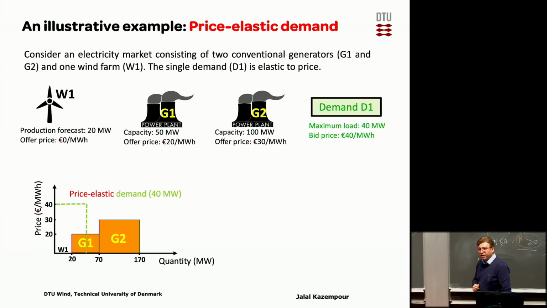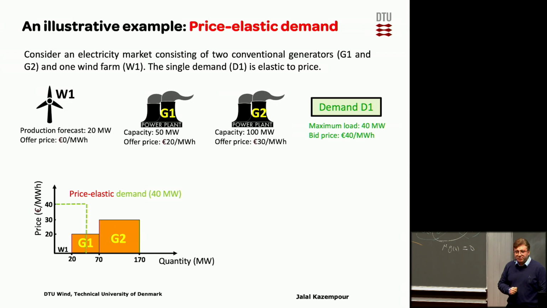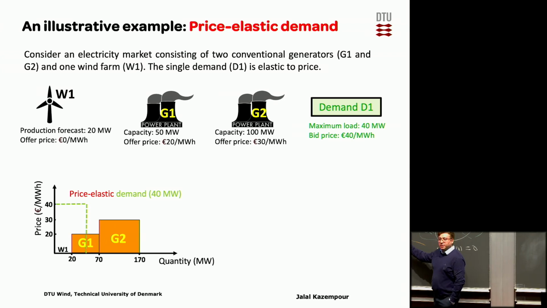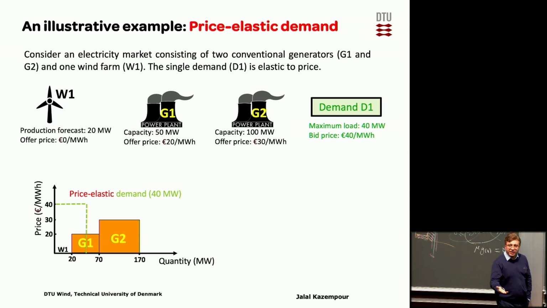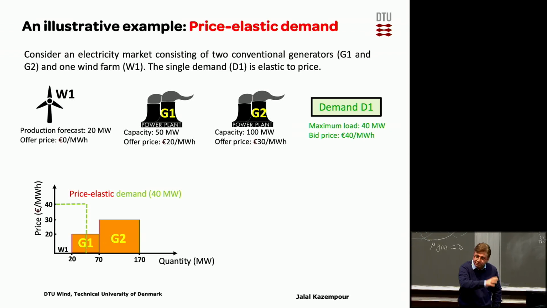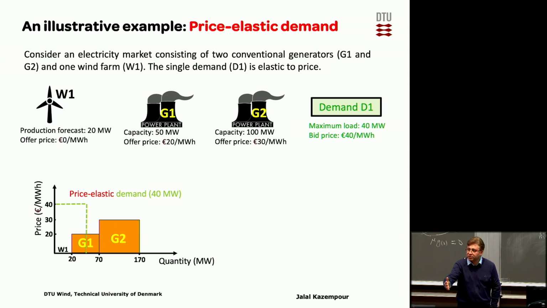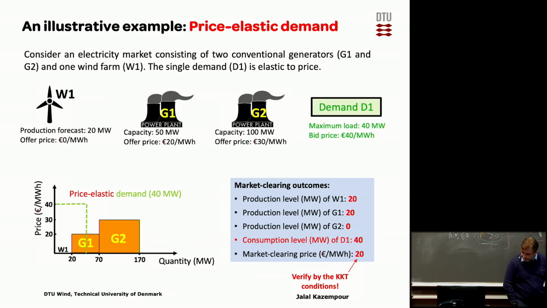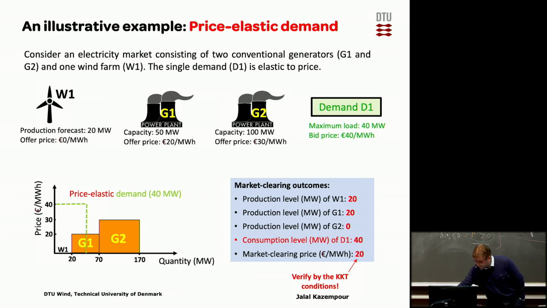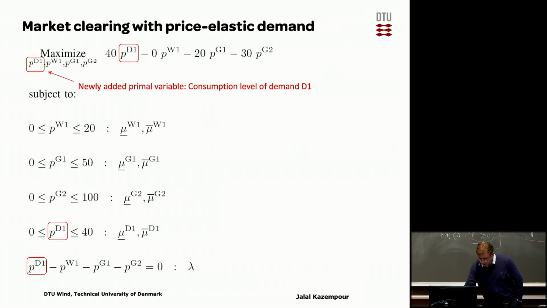Now what is the objective function? Not minimization, but maximizing the social welfare. It means if you like to derive KKTs, you have to first make it minimization of minus social welfare. Again, here the price is 20, and you can verify it by KKTs. This verification is one part of your assignment. I will talk about your assignment soon. Good. So this is market clearing with price elastic demands.